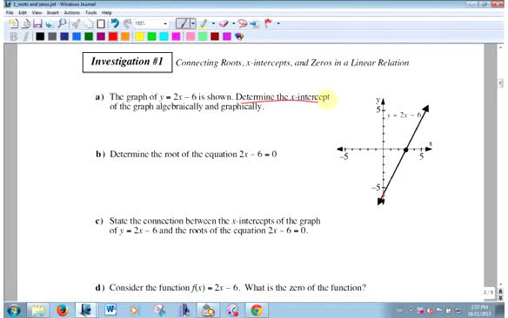Determine the x-intercept. What is an x-intercept? That's where it crosses the x-axis. There's one right there. Graphically, if you've got the picture of it, you just write it down. What's the x-intercept? Where does this graph cross the x-axis? At 1, 2, 3, right?